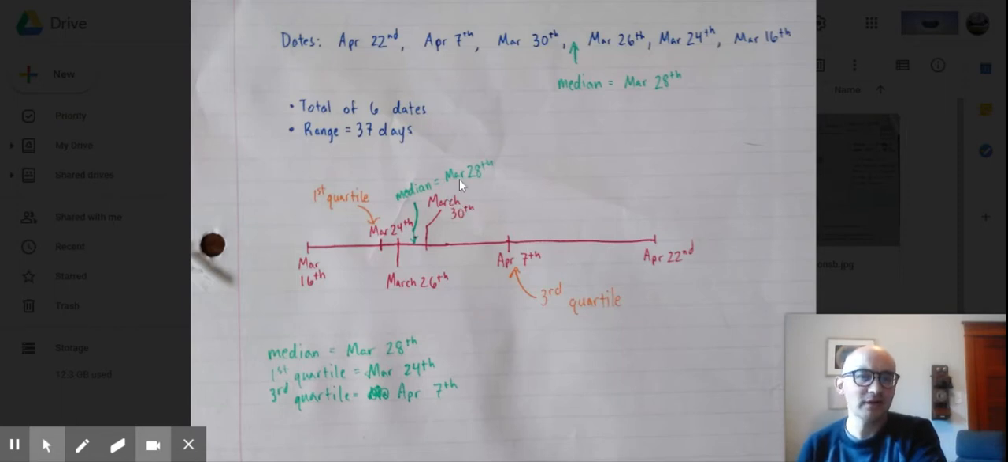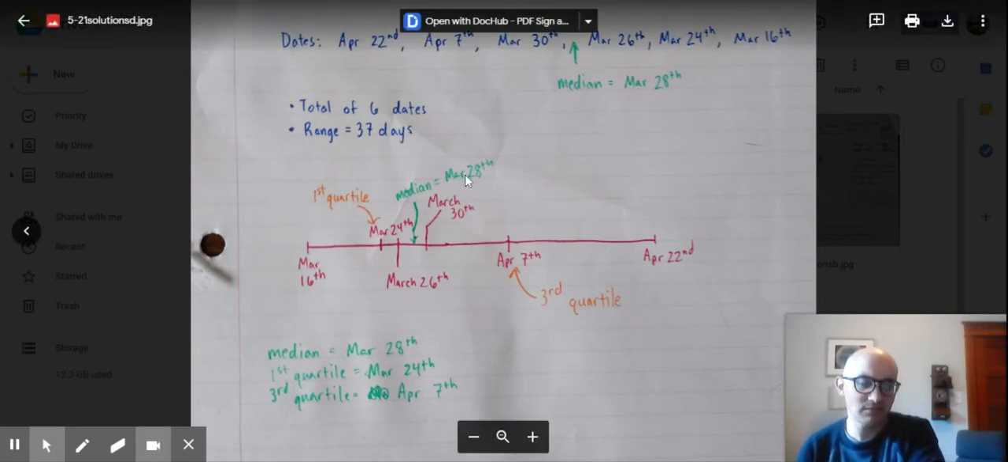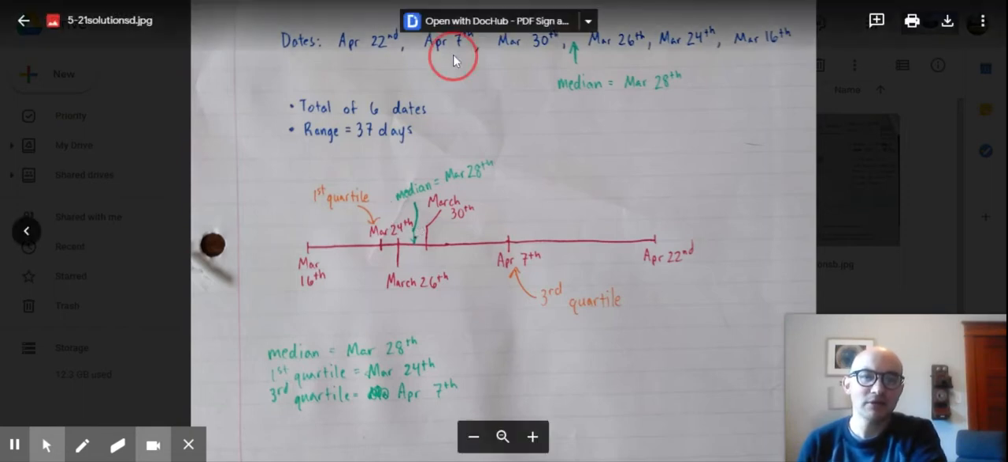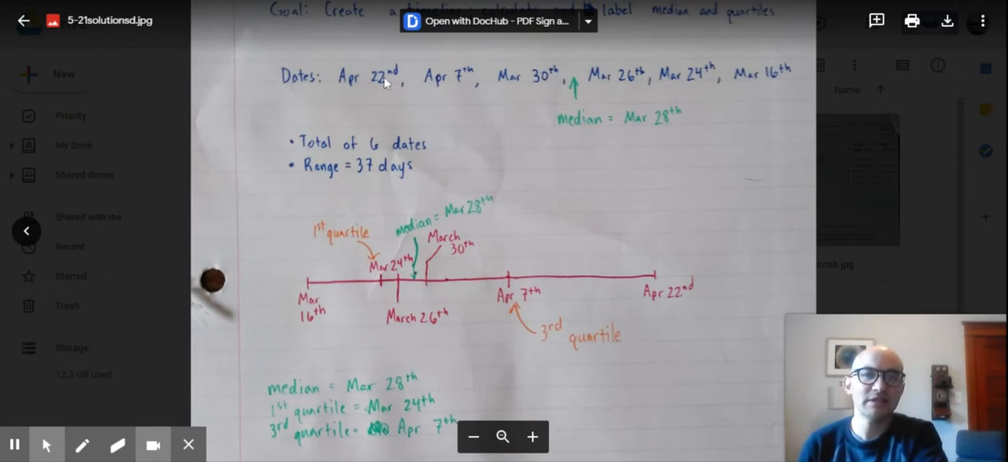I already calculated my median up here, so now I just use that same green marker to mark it. It's exactly in between 24 and 20. No, I'm sorry, it's exactly between the 26th and 30th. I almost confused myself there. So exactly in between, it's March 28th. And then I need to think about my quartiles. I can come up here to my list if this is a little easier to read, and think about which of these dates would give me an evenly spaced left-hand side and an evenly spaced right-hand side.